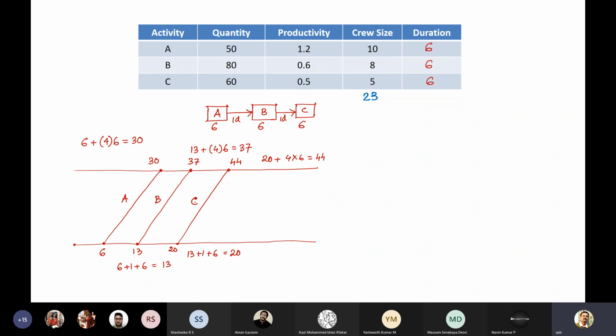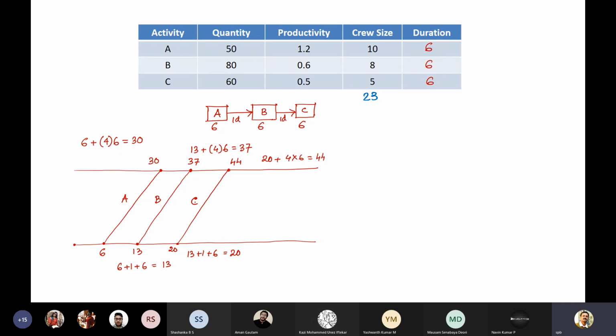Suppose 6 days is the minimum you require. So 44 is fine. But if you have something like 7, 6, and 8, you may end up with 55 days or something like that, which is better than the 70 days or 74 days, whatever. So what we understand from these two exercises is that it is better to distribute the queue size in such a way that the durations are almost equal, and then possibly the total project duration can be handy.